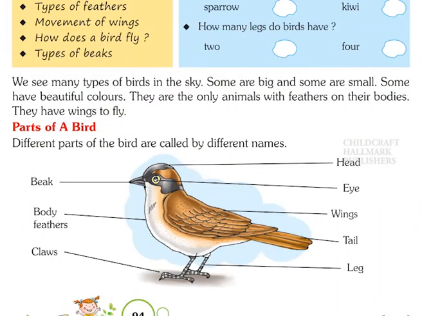Birds. We see many types of birds in the sky. Some are big and some are small. Some have beautiful colors. They are the only animals with feathers on their bodies. They have wings to fly.